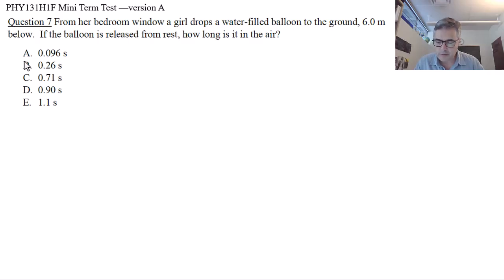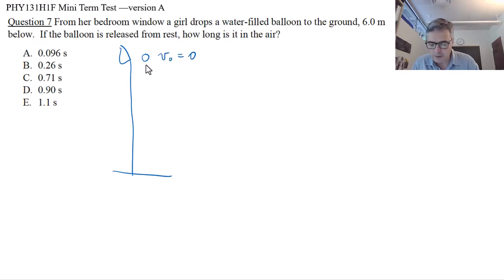Question 7. From her bedroom window, a girl drops a water-filled balloon 6 meters below. So there's the window, there's the balloon. If the balloon is released from rest, so V0 equals 0, it goes down this distance. This total distance is 6.0 meters. I'm going to define that. How long is it in the air? So T equals question mark.